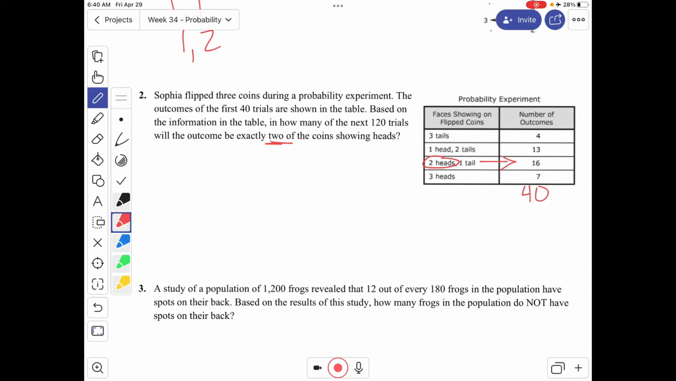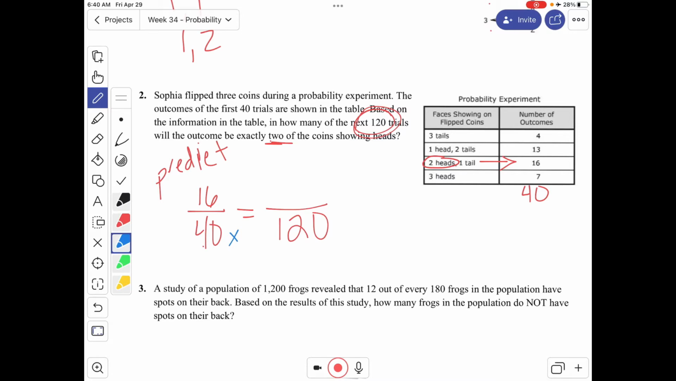And if you're making a prediction, you set up a proportion. And our new predicted total is 120. Now, if you know what you're going to do to 40 to get to 120, you could do that. If you're not sure what you need to multiply 40 times to get 120, then you can always cross multiply and then divide.